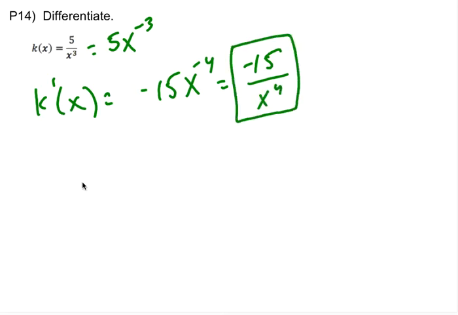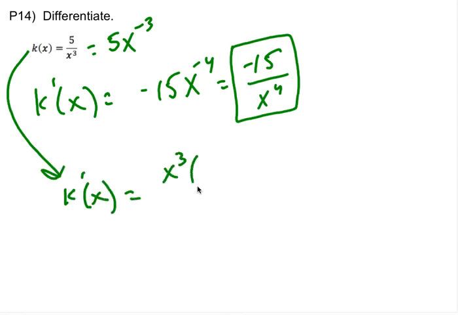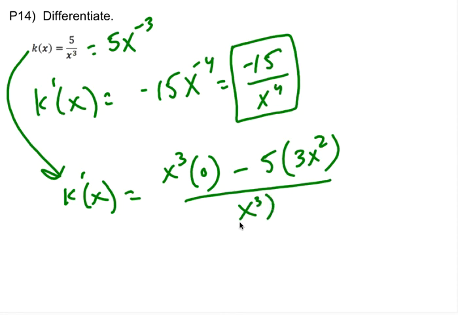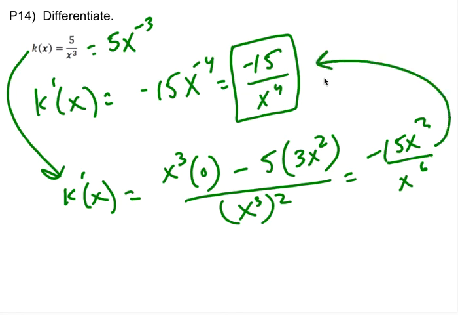Certainly, again, you could do it as a quotient rule. I promise you, if you did do this as a quotient rule, you get the same answer, right? If I did this as a quotient rule, I would have low d high minus high d low. Draw the line, square the low. Right, I'm going to get a negative 15x squared on the top and an x to the sixth on the bottom. And sure enough, that simplifies to a negative 15 over x to the negative fourth.